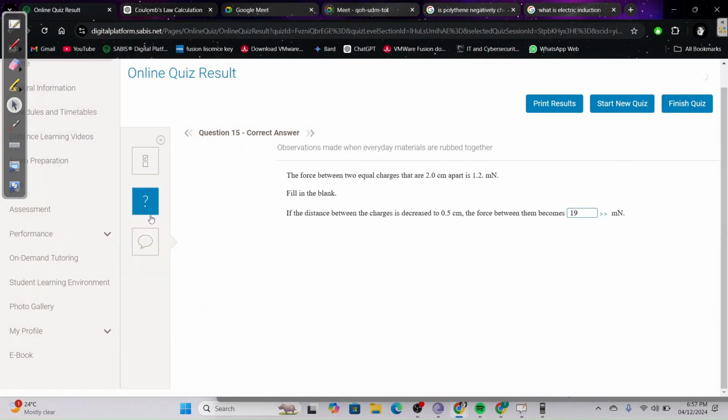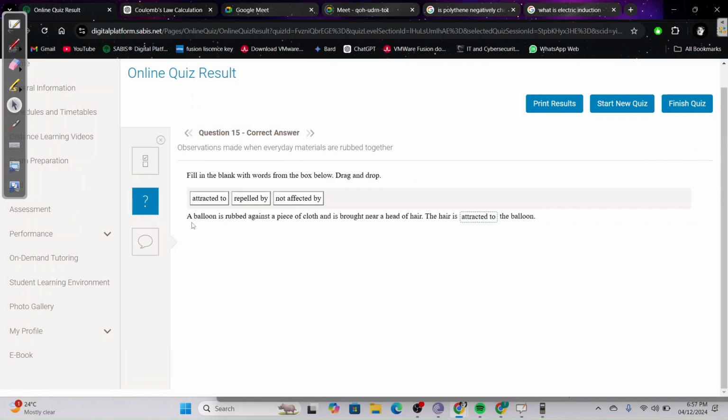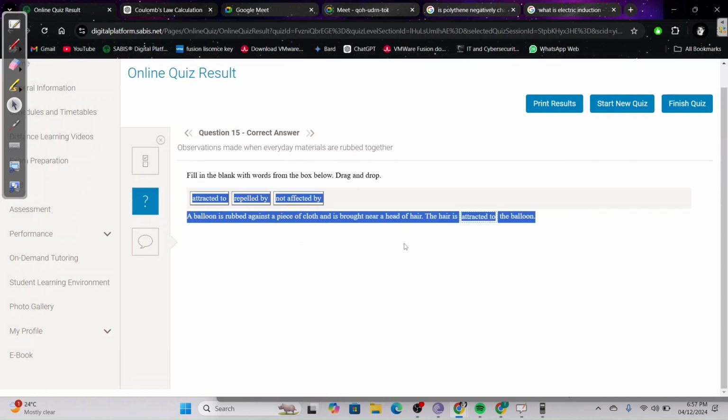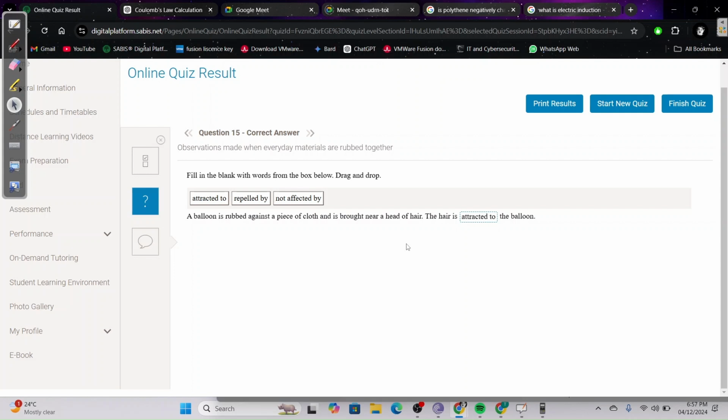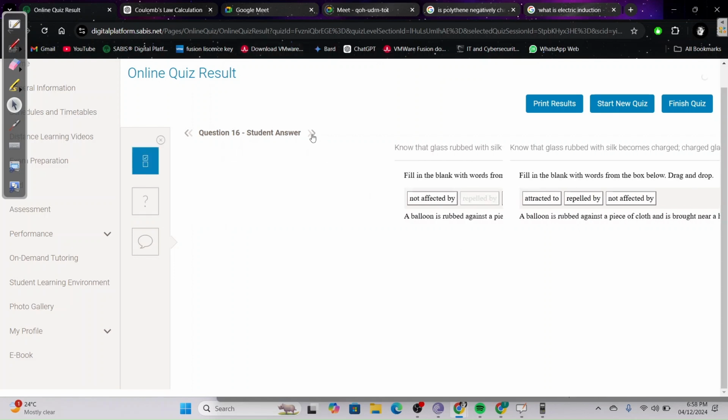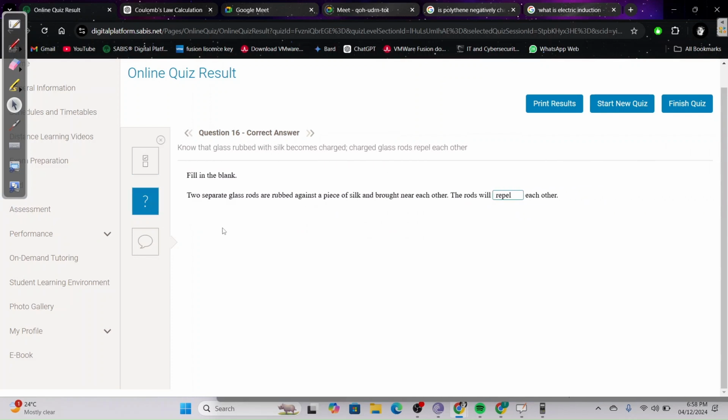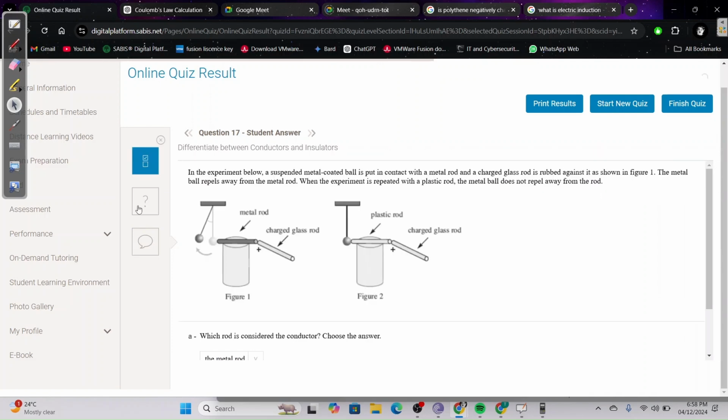We will not be needing a calculator for the rest of this, I think. Anyways, a balloon is rubbed against a piece of cloth and put near a head of hair. The hair is attracted to the balloon. This you should know from grade 4 or 5 science. I don't really need to explain it. It's the static electricity that builds up and then it's going to attract. Two separate glass rods are rubbed against a piece of silk and brought near to each other. They're both the same material and they will both be positively charged. So positive with positive will repel, so they both repel each other.